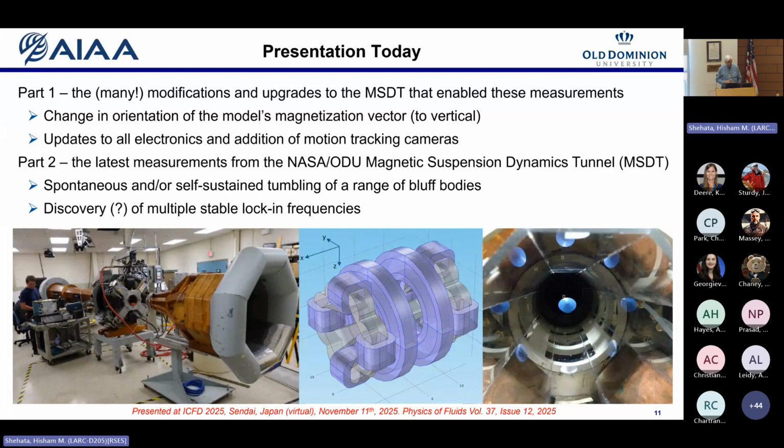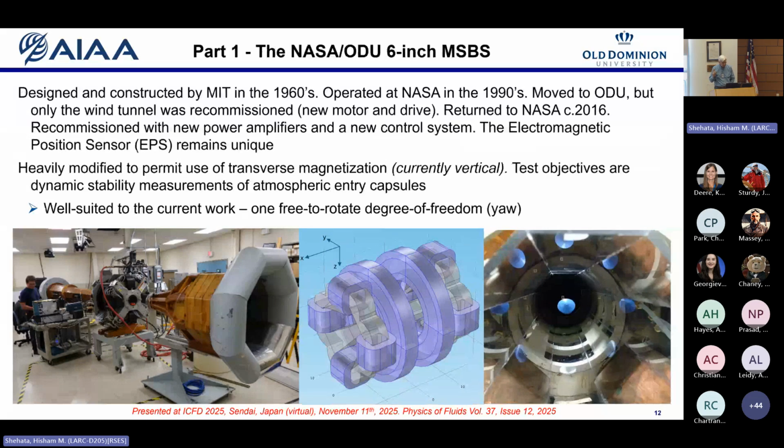So we're using the magnetic suspension dynamics tunnel, as it's now called, which is a magnetic suspension system originally built by MIT many years ago. Low-speed wind tunnel, heavily modified. Basically, anything electronic has been changed. The electromagnet assembly and the wind tunnel still remain more or less as original. And then we began to do a family of geometries, which is going to be the bulk of the discussion.